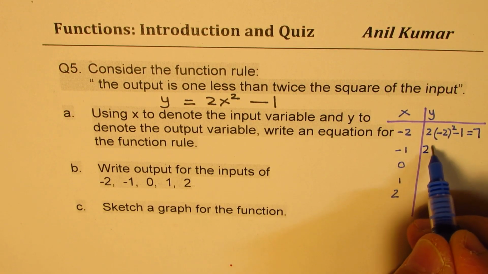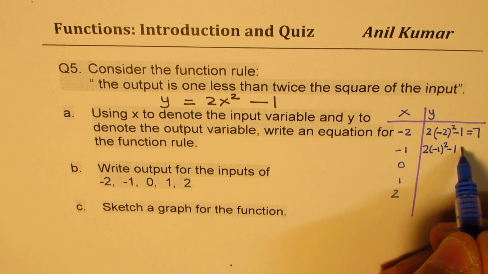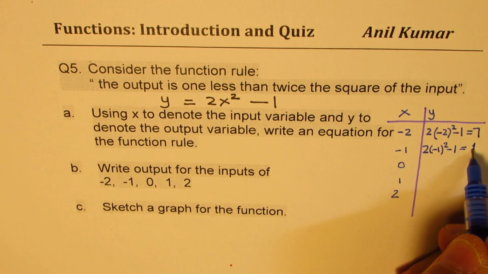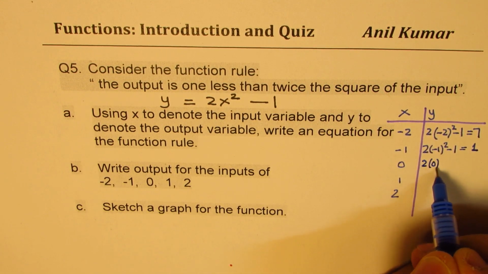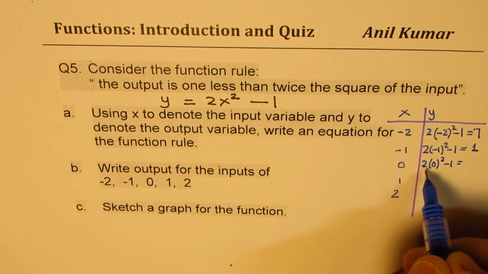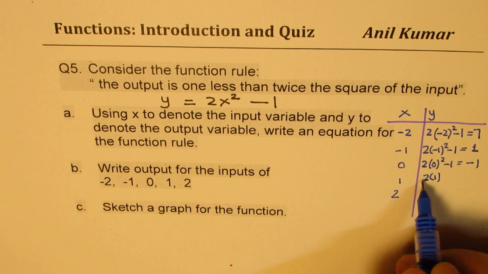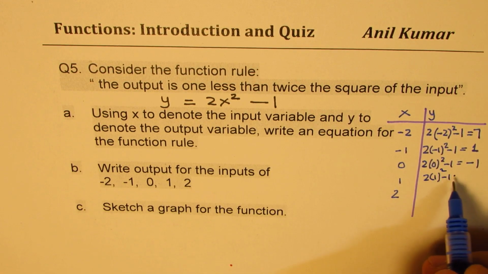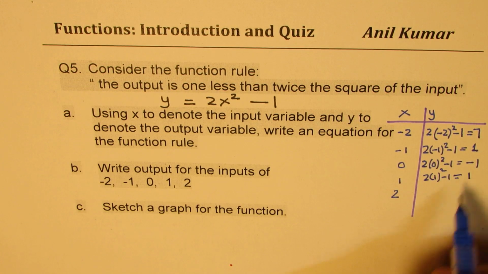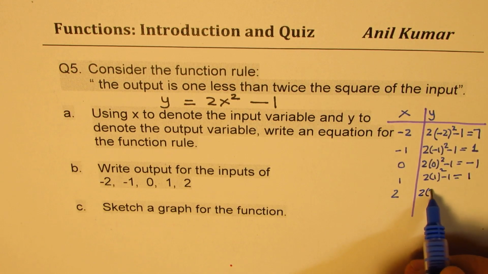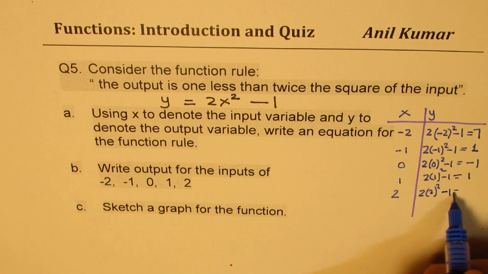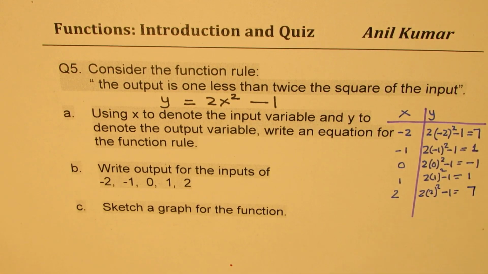For the next one, we get 2 times -1 squared minus 1, which is 2 minus 1 or 1. The third one here is 2 times 0 squared minus 1. So that makes the first part 0. We get -1 this time. With 1, we get 2 times 1 as 2. 1 squared is also 1. And 2 minus 1 is plus 1. And with 2, we get 2 times 2 whole squared minus 1. 4 times 2 is 8, and we get plus 7. So those are the values which we get as an output, right? So that is your input-output table.